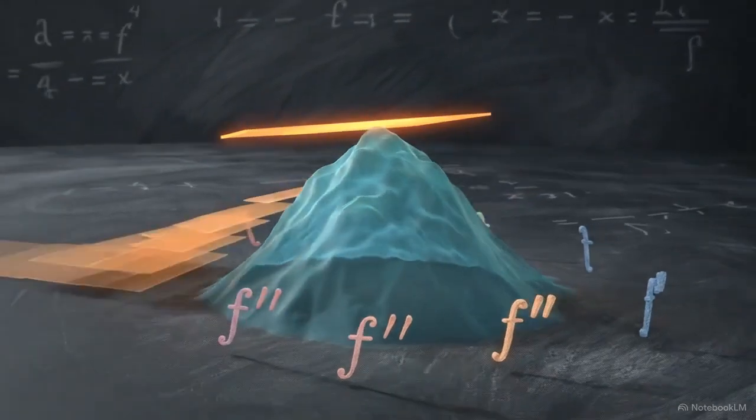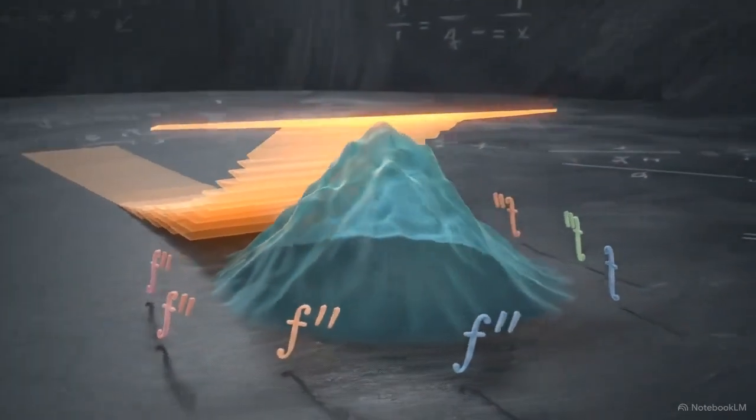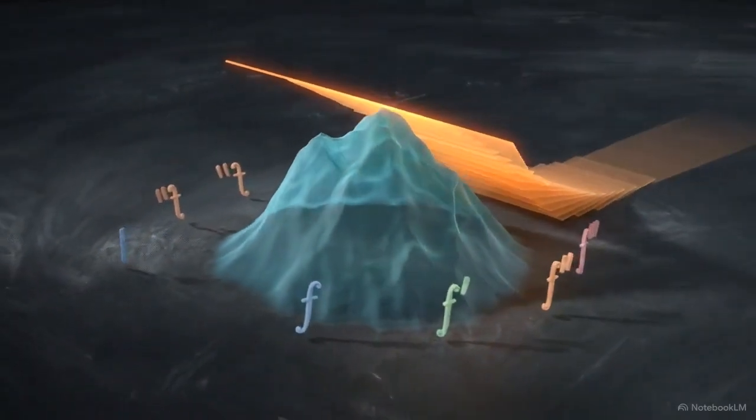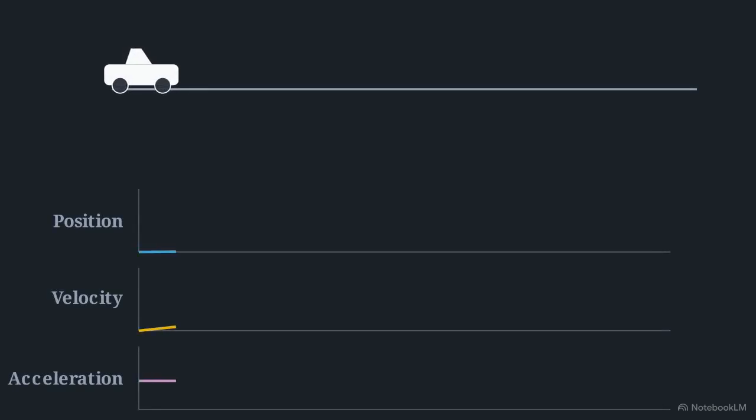Take a continuous function, differentiate it to find the rate of change, then differentiate that result. What happens when you repeat this again and again? Early calculus gives us a physical intuition for this.